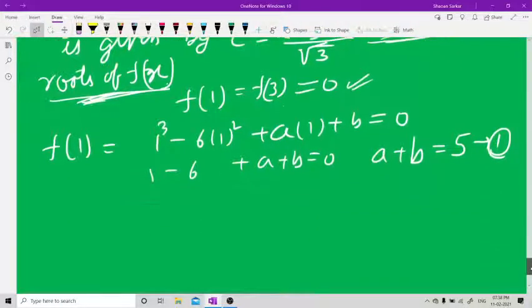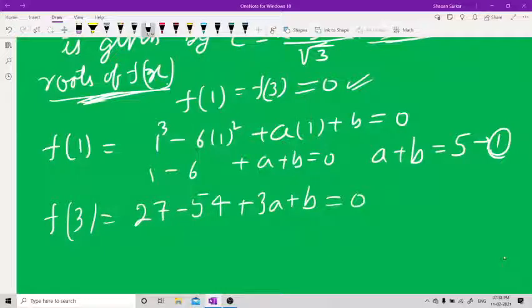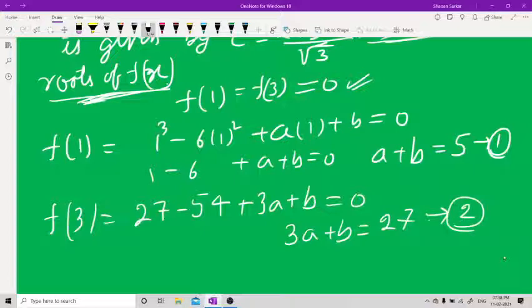Third condition is f3. f3 is equal to 3 cube, that is 27, minus 9 6s are 54, plus 3a plus b. So this is equal to 0. So you get 3a plus b is equal to plus 27. This is equation number 2. Fine, that does the job.